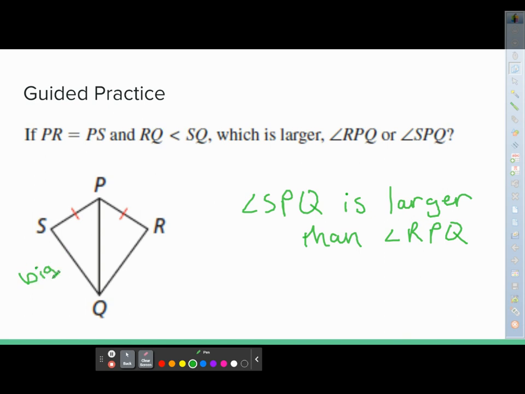Okay, so SQ is the bigger one because if you look here, the mouth is opened up toward SQ, so that makes SQ the bigger. So since SQ is the bigger one, then that means this angle is bigger, which is angle SPQ.